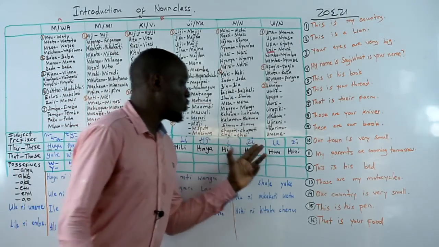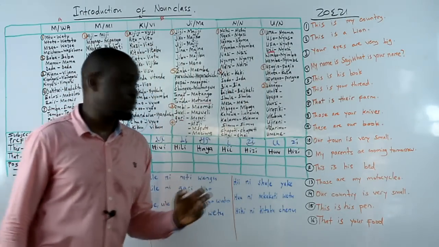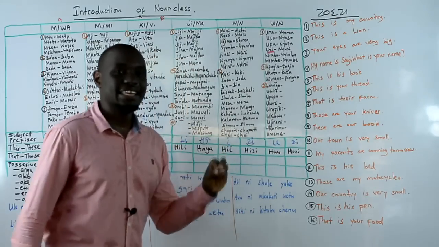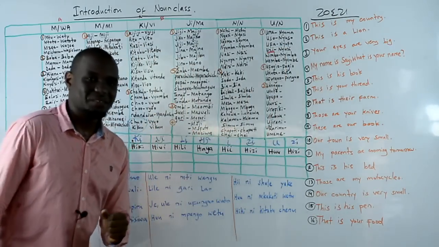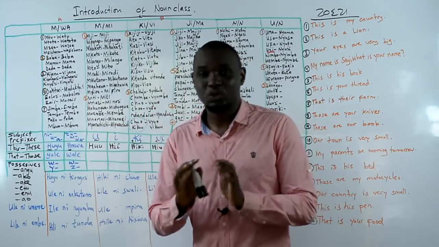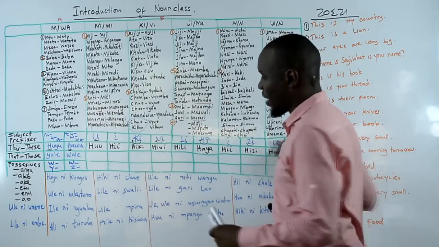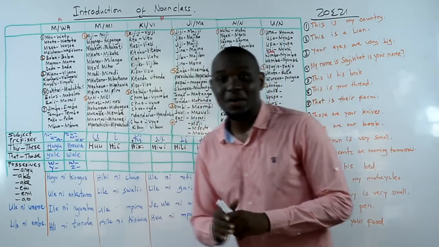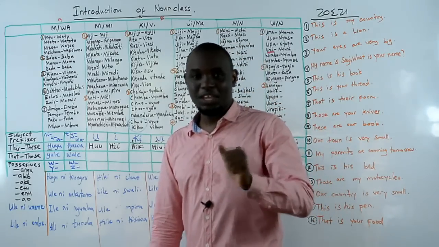It will be hu ni uzi. And these are threads will be hizi ni nyuzi. Nyuzi, there. You see that? I hope you understand that. Don't forget it. How to do this and these in Swahili is very simple. You know how I did it. And now I want to teach you how to say that and those in Swahili.